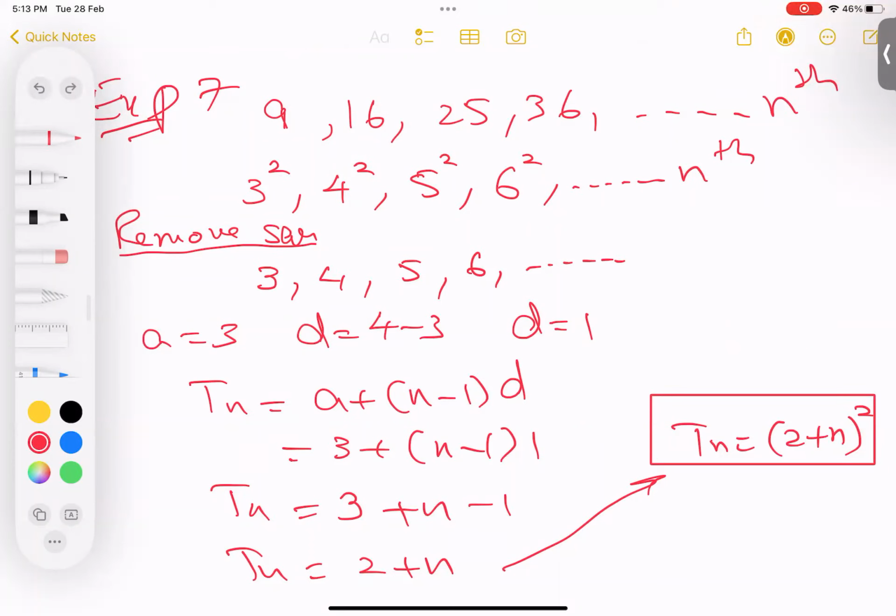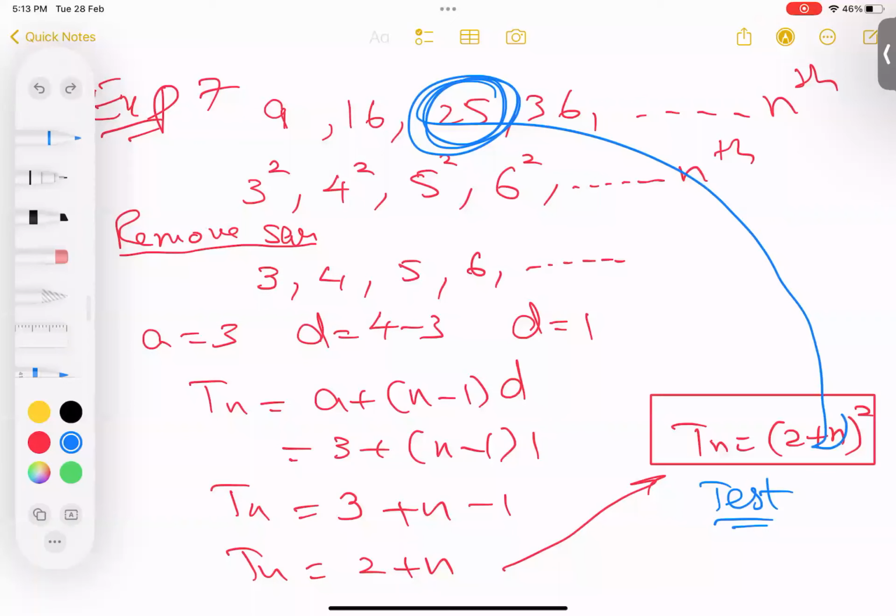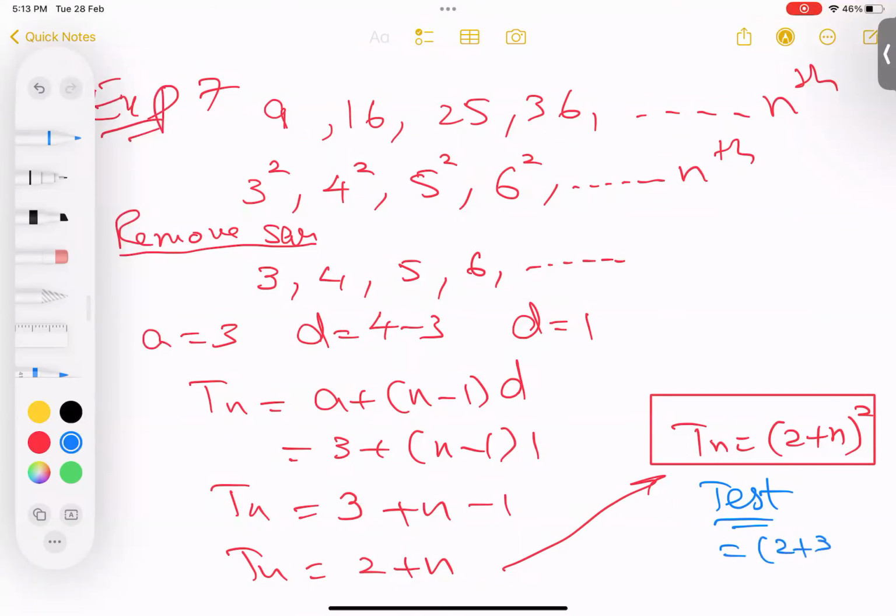But hold on, I want to confirm here. This is no need to show to the examiner in the exam. These are just to show you. Now test. How to test? I test the question: is it correct or not? Plug in, for example, what is the third term? 25. I repeat my words: the third term is 25. I replace n here with 3. Let's see what answer comes. 2 plus 3, 5 to power 2. 5 to power 2 is 25, matching.